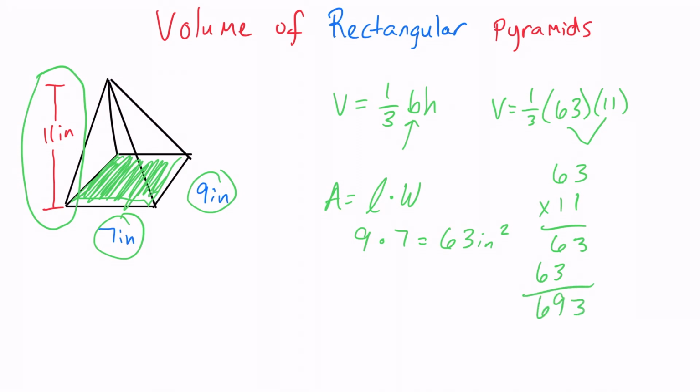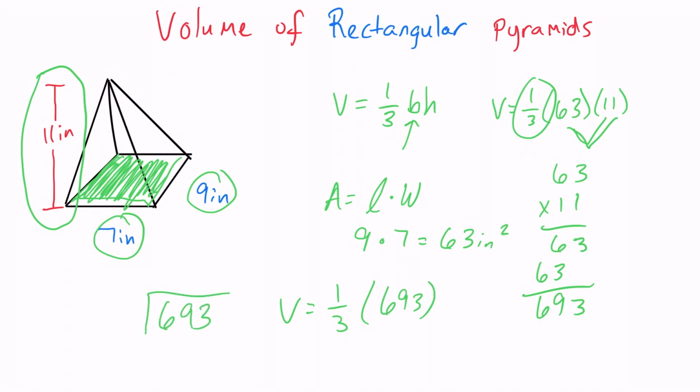Now this is not our final answer, obviously. We still need to multiply 1/3 times 693 because we've multiplied our base and our height here, and we still have that 1/3 left over. So we need to do 693 times 1/3, which is the same as saying 693 divided by 3.